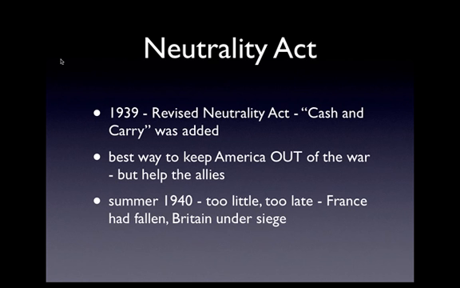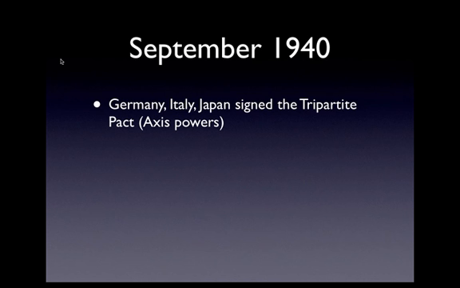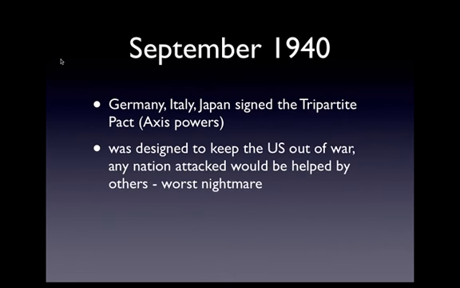And as this is also happening, in September of 1940, our three major powers, Germany, Italy, and Japan, signed the Tripartite Pact. What this said was it was a mutual defense pact. So if anybody declared war on Japan, all three countries would fight. If anyone declared war on Italy, all three countries would fight on their behalf. So they went into this treaty, and they saw it as the best way to keep us out of war. They wanted to keep the United States out, and any nation that was attacked would be helped by the other two.